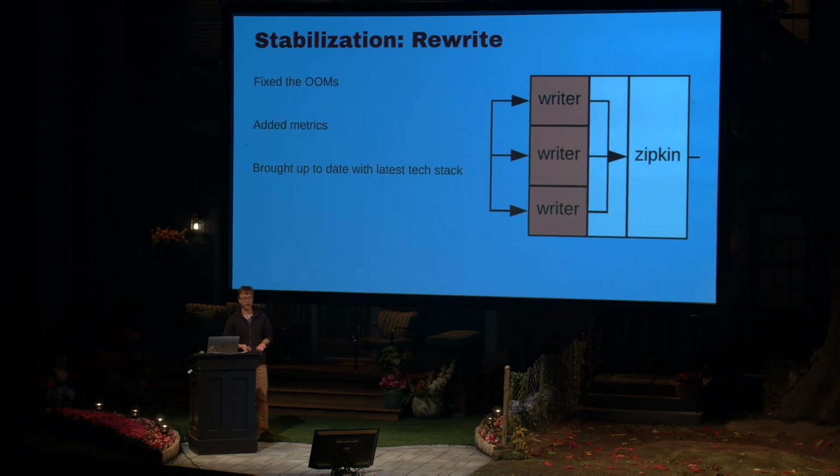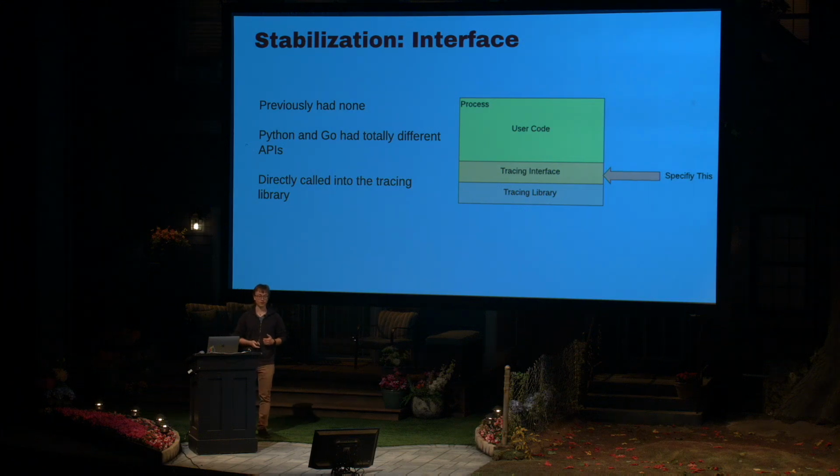And so what we did is we put another Band-Aid on it. We fixed the ooms, added some metrics, brought it more up to date with the stack, and moved on to building the interface. So this is something we didn't really have previously. If you're using tracing, typically you have your user code, you have an interface to tracing, and then you have the actual libraries behind tracing. This is something you see in OpenTracing, where you have that one standard interface, and then you plug in the actual implementation behind it.